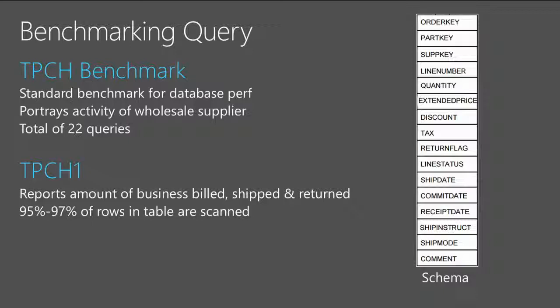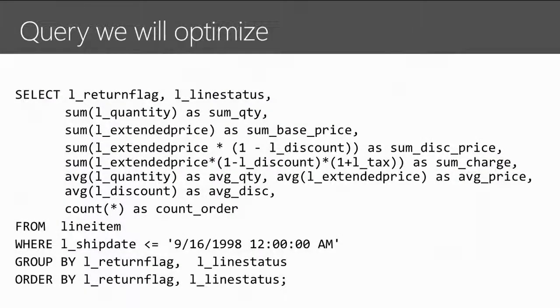If you are interested, this is the schema. It only touches 1 table, and this is the schema of the table, which contains the order key, the part key, supplier key, discount, tax, ship date, etc. Typical stuff that a retailer has. What does it look like? This is what it looks like. This is the exact query.